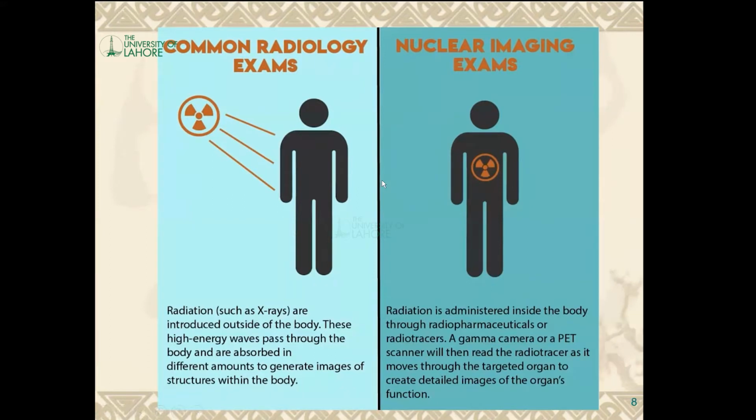But in nuclear imaging, instead of providing radiation from an external source like an X-ray, we administer radiopharmaceuticals, already processed, inside the body through injection or orally. Then we wait for some time, and from within the body radiation is emitted. We scan that radiation through a gamma camera or PET scan, and that provides an image of the internal organ.